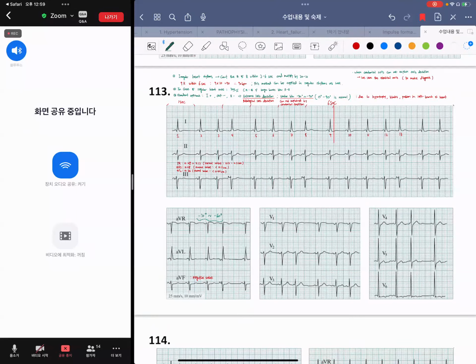Because you do have P. Number four, can you see in front of it? A little P, but it's different from others.